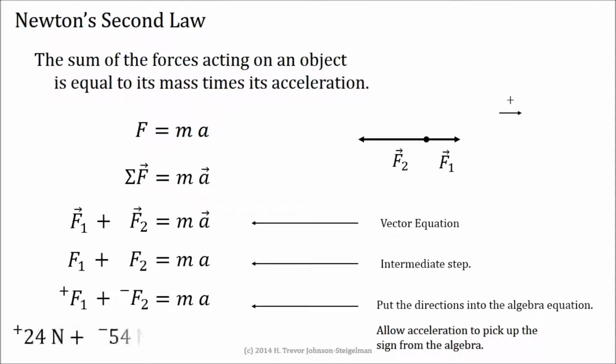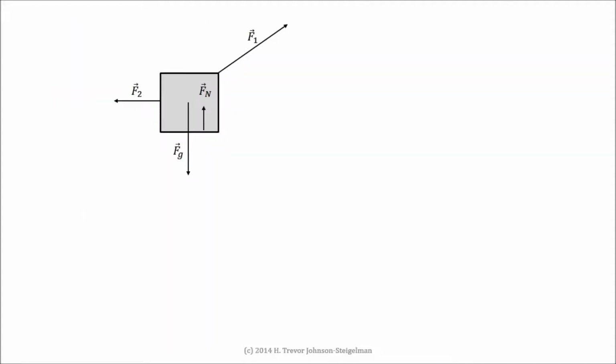So in particular, let's say force 1 is 24 newtons and force 2 is negative 54 newtons because it's in the negative direction. The sum of these guys over here, 24 plus negative 54, is going to give us a negative number, and that's going to tell us that the acceleration is negative because there's no way that the mass can be negative.